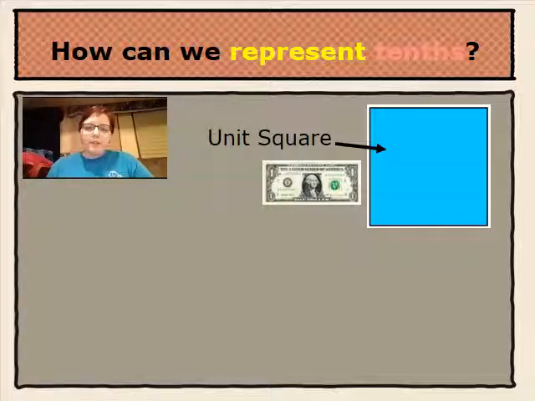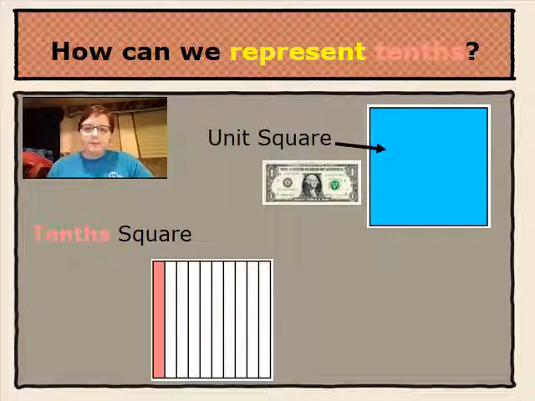When a unit is partitioned into 10 equal portions, it is called a tenths square. Each portion in this square is called a tenth or 1/10. And each tenth can also be represented as 10 cents or a dime.